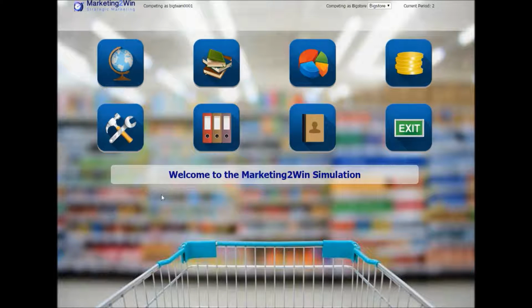In this simulation, if you don't already know, we have 5 different supermarkets all competing in the UK food and drink market. As you can see right at the top of the screen, I'm logged in as Big Store. You can also see that we're starting the game at period 2. In fact, it's the start of period 2, and these periods are 6 months long. So just think about it as today being the 1st of July.